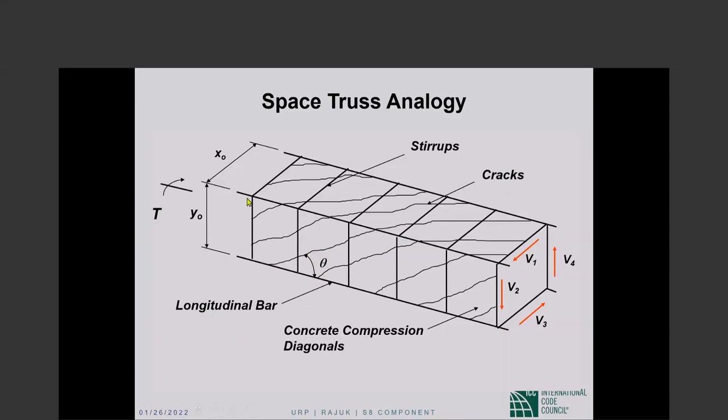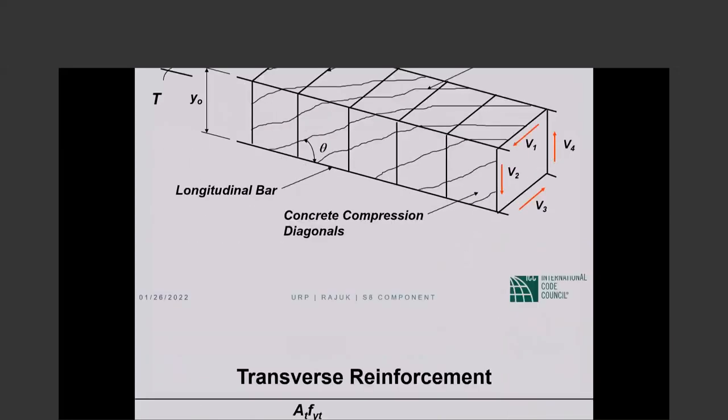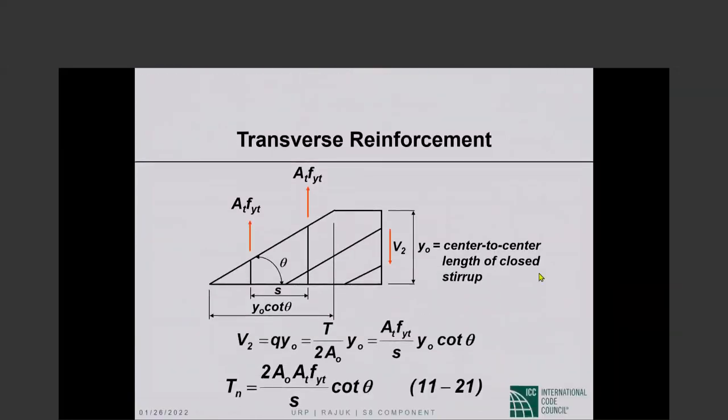The dimensions of the cage are X sub 0 and Y sub 0. Those are taken from the center line of the reinforcement. So X sub 0, Y sub 0. Now the derivation of the nominal torsional strength T sub n.